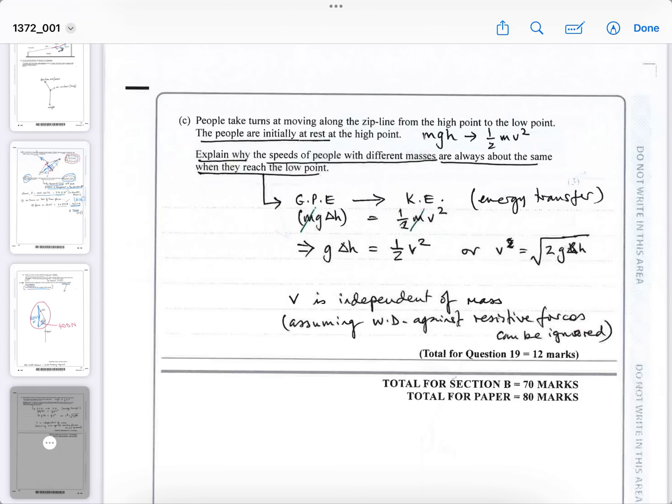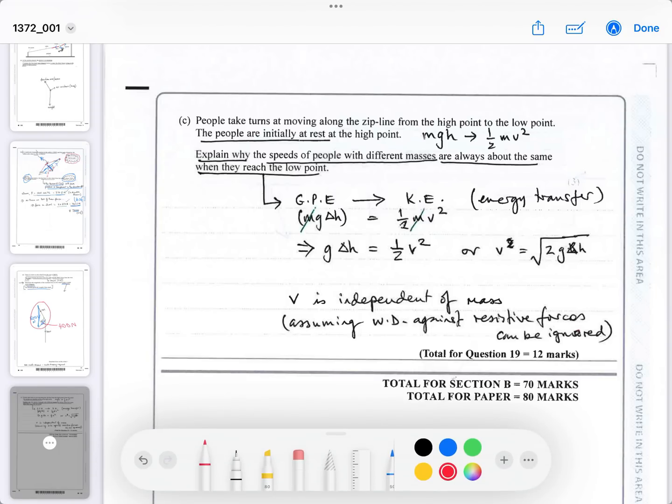It's like a mechanism that the gravity is doing the work on the person to gain the kinetic energy, and mgh equals half mv squared. You'll notice that the m's cancel, so you don't have to worry about the m's. So therefore the velocity at the bottom end will be equal to the square root of 2gh, yeah? So the v is independent of the mass of the person.